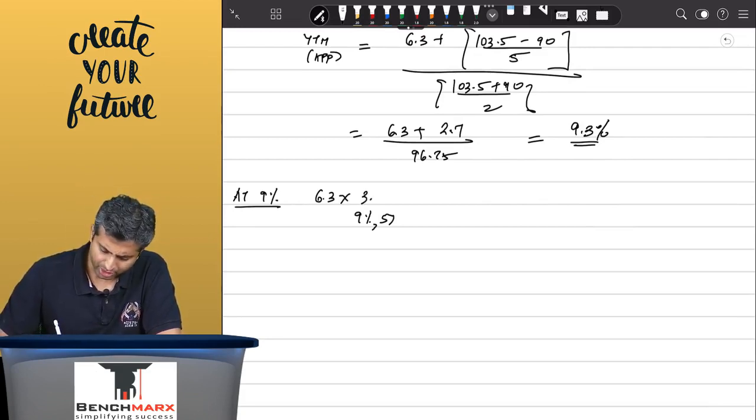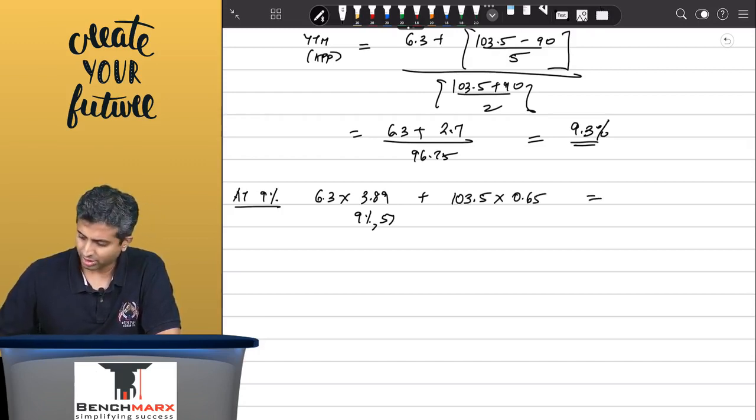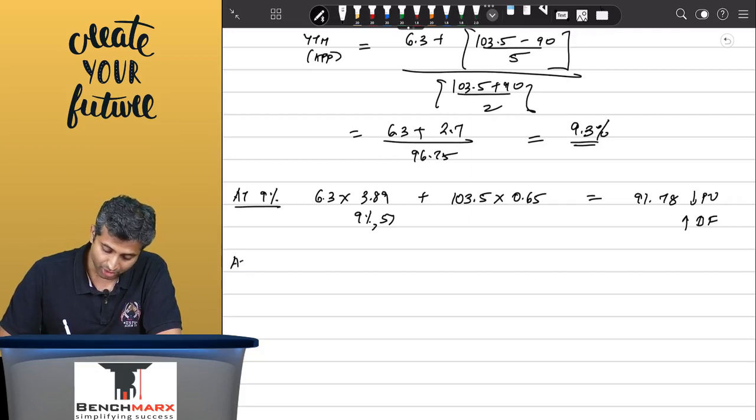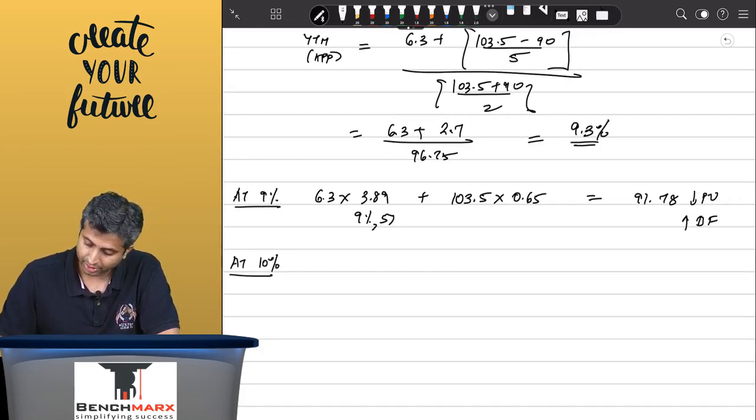This is approximately 3.89 rounded off, and at the end you get 103.5 into 0.650, again rounded off. So if I do this working now, 6.3 into 3.89 plus 103.5 into 0.65, I'll get approximately 91.78. My target is 90, which means I need to reduce the present value. If I need to reduce the present value, I need to increase the discounting factor, which means from 9 I'll have to go towards 10.